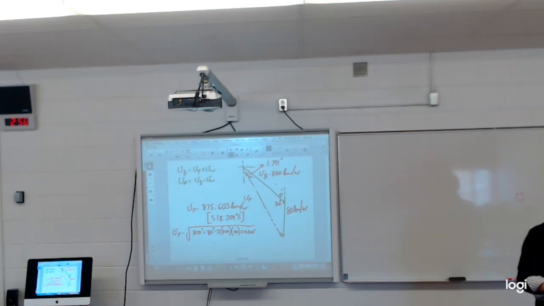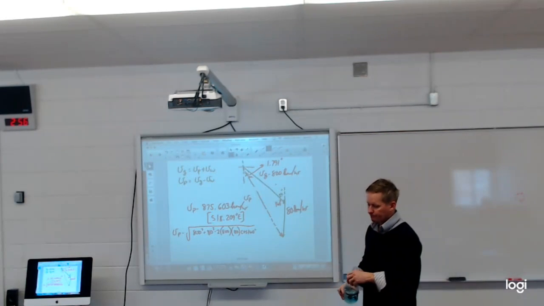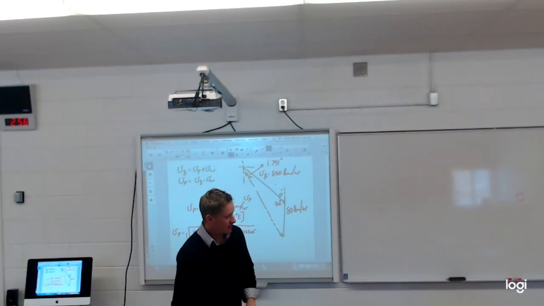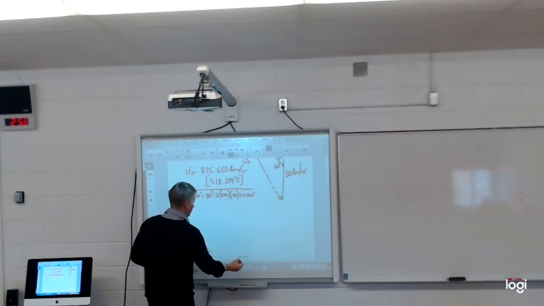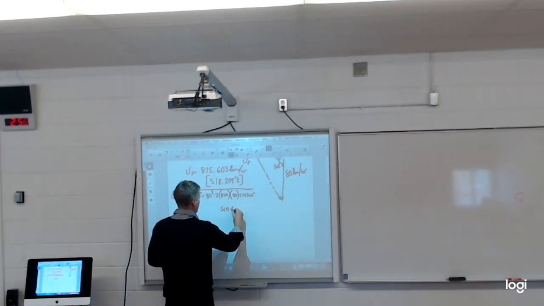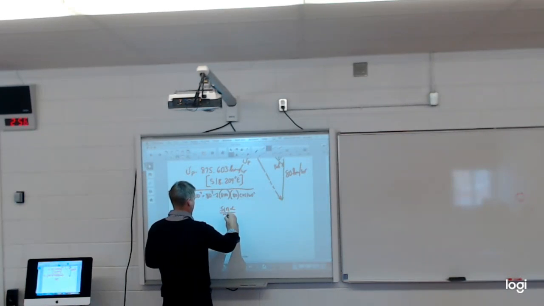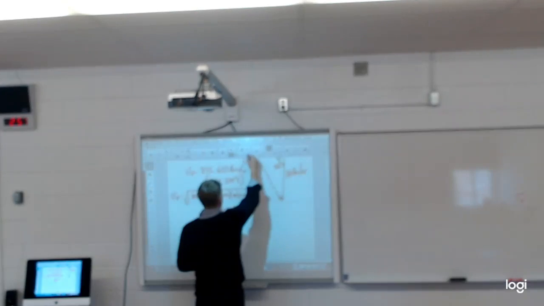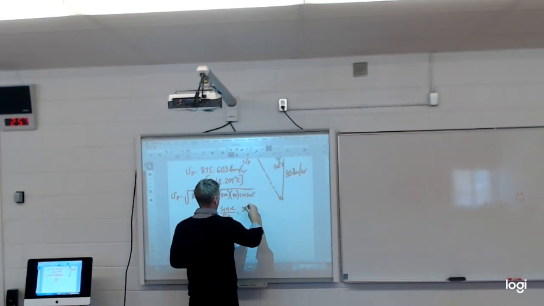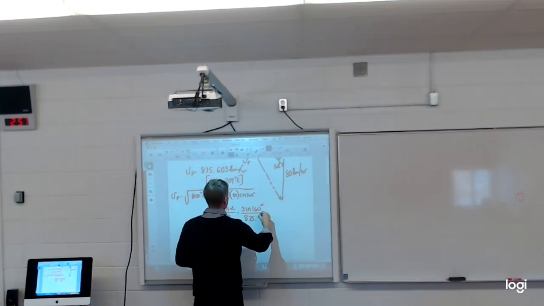Go ahead. You use the sine law to find the angle though, right? That's right. Here's what I did to find that little guy up there. I'll move it down here. Sine alpha over 80 equals sine 160 over 875.603.